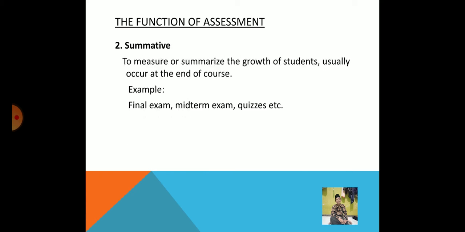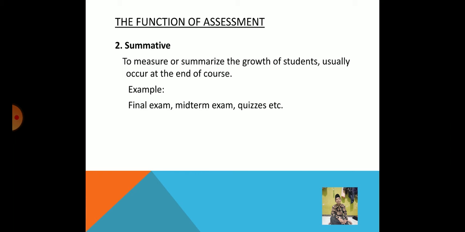And then next, the function of assessment. The second is summative. A summative assessment is to measure or summarize the growth of students, usually occurring at the end of a course. For example, final exam, midterm exam, quizzes, etc. Summative assessment, in other words, has some functions.